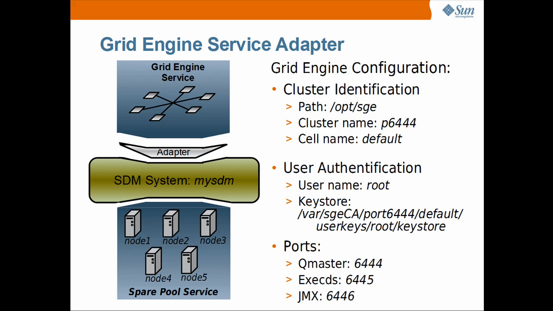6444/default/userkeys/root/keystore. Finally, the set of ports for the QMaster, the execd, and the JMX communication will be required to configure the adapter. Here the QMaster port is 6444, the port for the execd is 6445, and the JMX port is 6446. This is the complete set of parameters required to proceed with the installation.